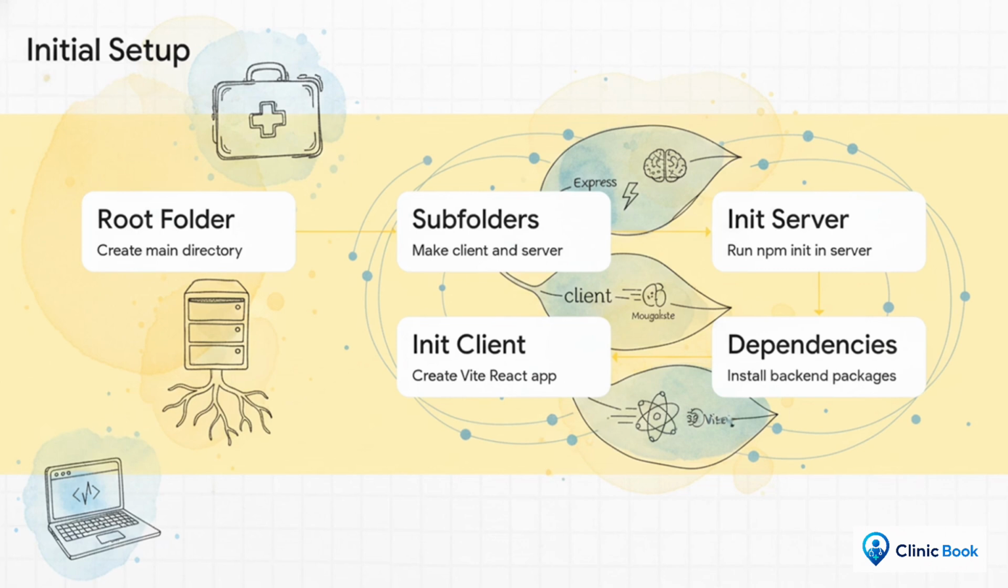You'll run your npm init in the server to grab backend packages like Express, Mongoose, and Socket.io, and then initialize a Vite React app over in the client folder. Having them side by side like this streamlines local environment variables and keeps our full stack context really tight.